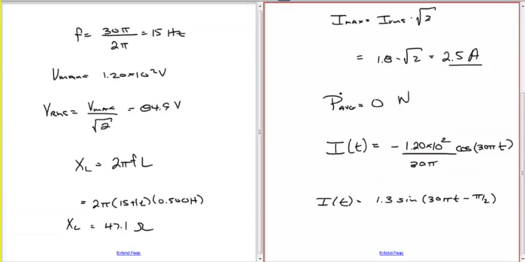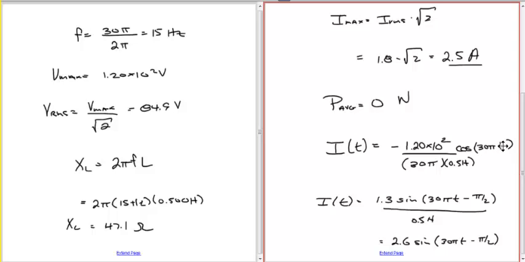Okay, yeah, my problem here is that I need to factor in the inductance. So I'm actually going to divide this by 0.5 henries, and that'll give me 2.6 sine. So I also should divide by L over here, 0.5 henries. So we got 2.6 times sine of 30 pi t minus pi over 2.